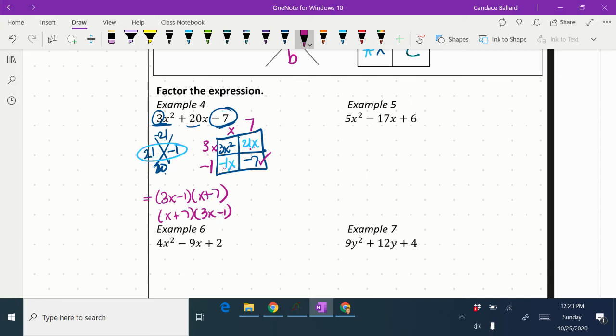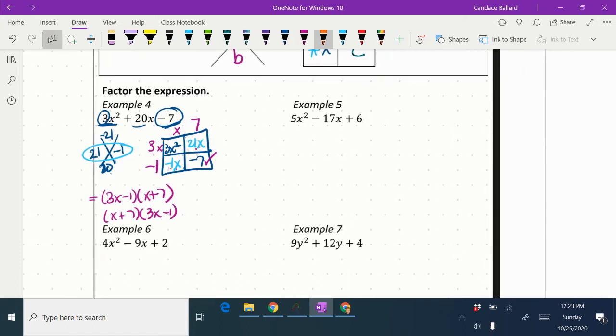All right, let's try this again. So I notice I've got a trinomial.